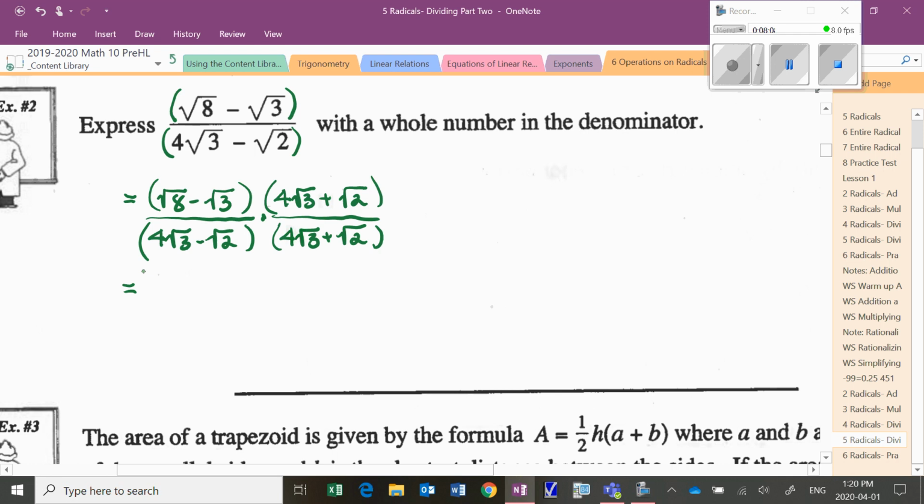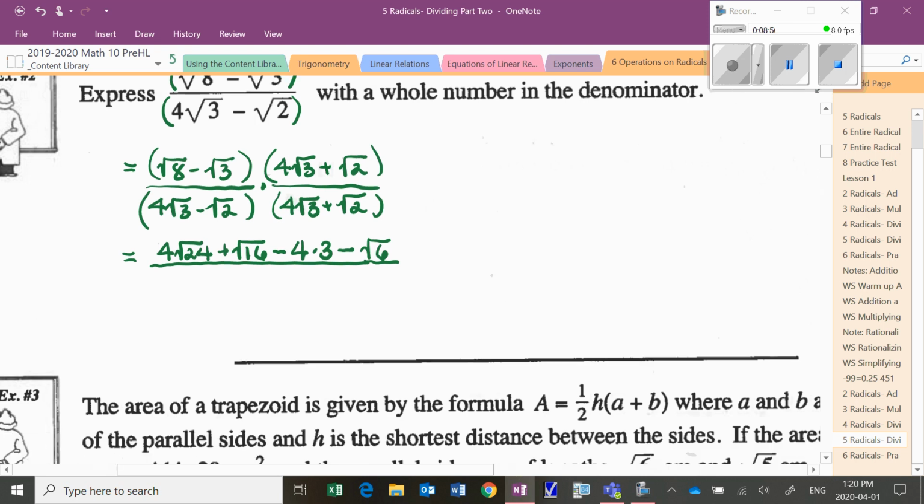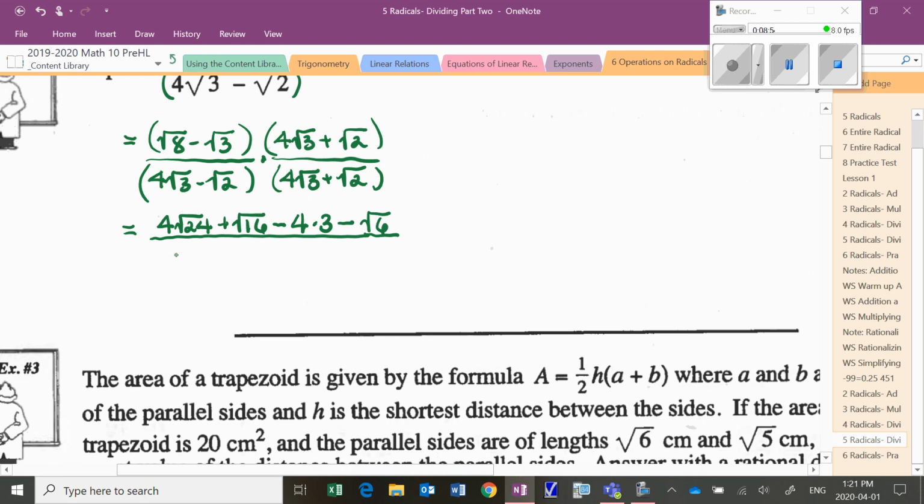So when we multiply this out then in the numerator, I need to go through and do FOIL, or box method. So root 8 times 4 root 3 is 4 root 24. And then the outside is root 8 times root 2, so root 16. And then inside, so negative root 3 times 4 root 3, so then that is going to be 4 times, and root 3 times root 3 is just 3, so minus 4 times 3, and then the last is going to be minus root 6. And then in the denominator, because they are opposites, conjugates there, so I can just go ahead, square the first term, so 4 times 4 is 16, and root 3 times root 3 is 3, and then the last, minus root 2 times root 2, which is just 2.